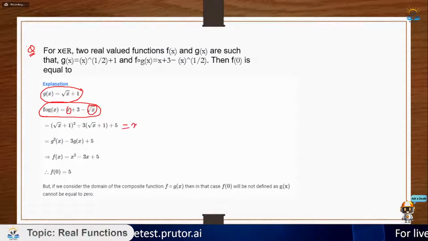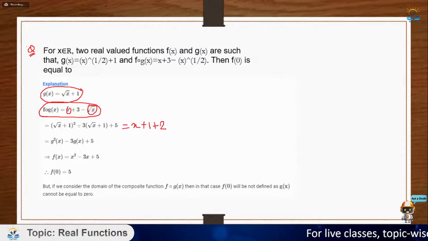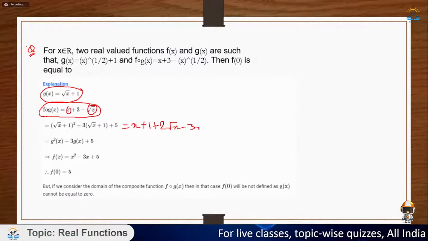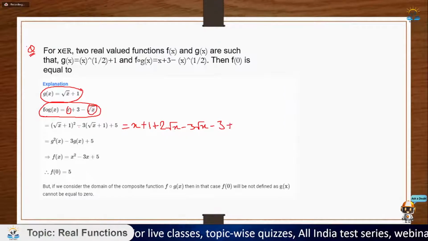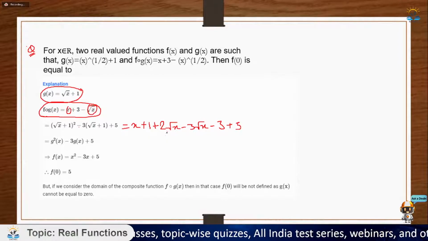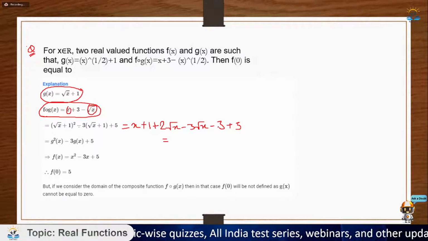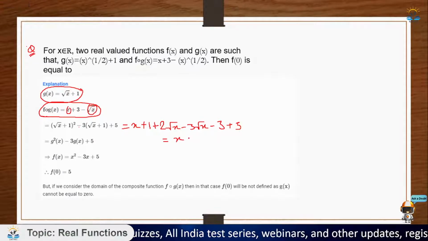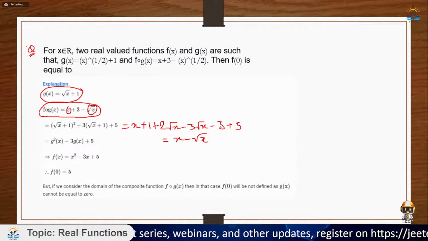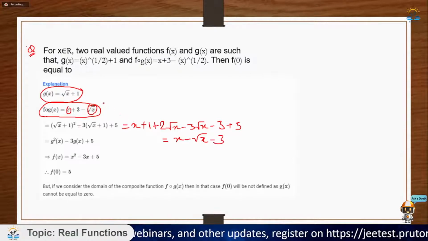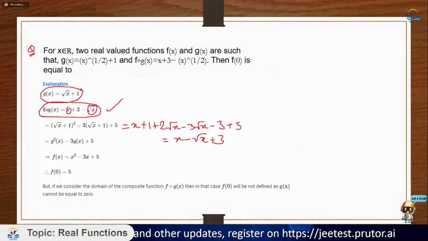You will get x plus 1 plus 2 root x minus 3 root x minus 3 plus 5. Okay, so from here you will get x, plus 2 root x minus 3 root x would be minus root x, and 1 minus 1 plus 5 is 6, minus 3 is 3. So you are getting x minus root x plus 3, sorry. So again we have just written this in the form of this thing.